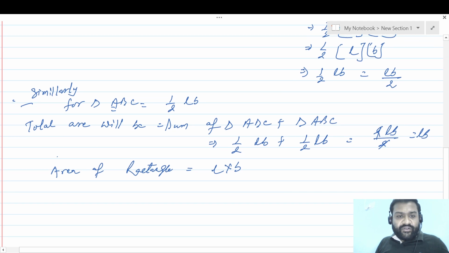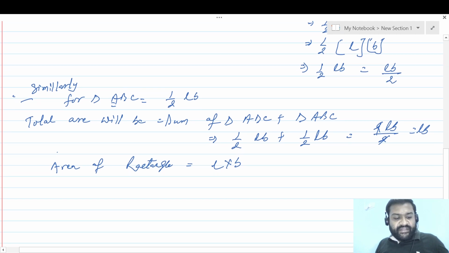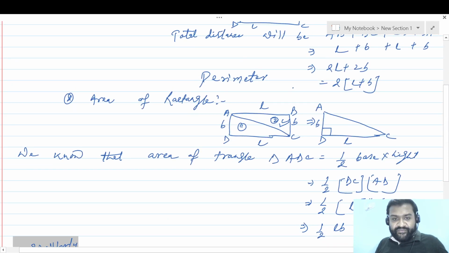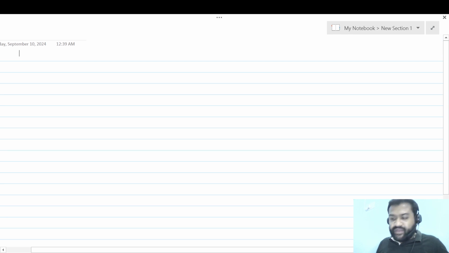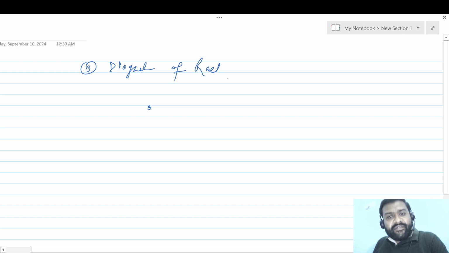Now we'll talk about the diagonals. Okay, so the last topic is diagonal. Just we'll see how diagonals come. So third is diagonal, diagonal of rectangle. Okay, diagonal of rectangle. So again, I'll make a rectangle. See, I'll make a rectangle, this rectangle.